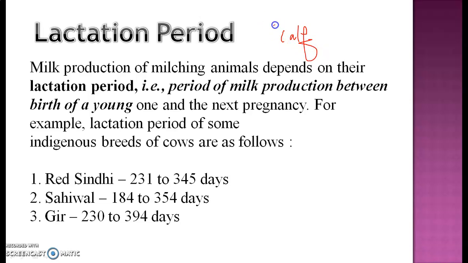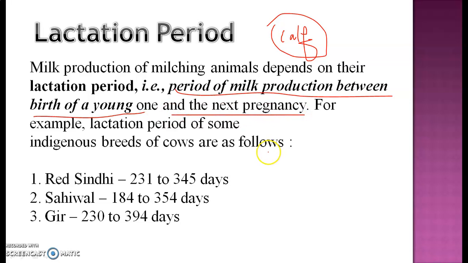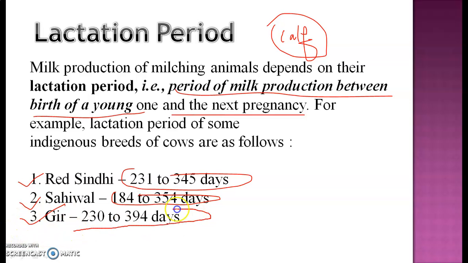ठीक है, उसको हम क्या बोलते हैं? उसको calf कहते हैं. So it is the period of milk production between the birth of a young one and the next pregnancy. So this is known as the lactation period. Red Sindhi has this sort of lactation period. This is just an example. Shahiwal has this many days of lactation period, and Gir has this many days of lactation period. I hope you are clear with this.